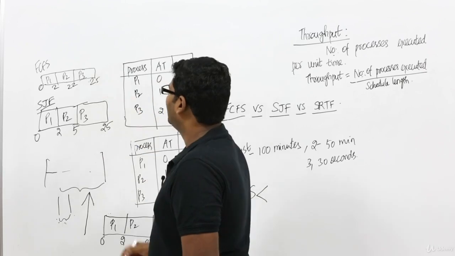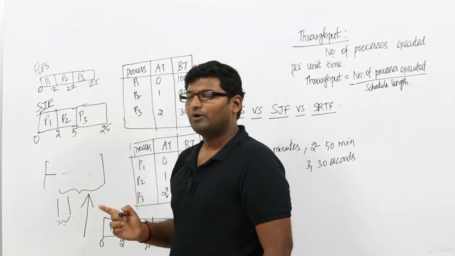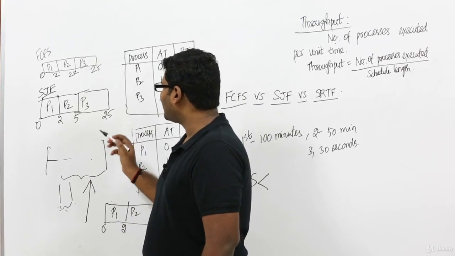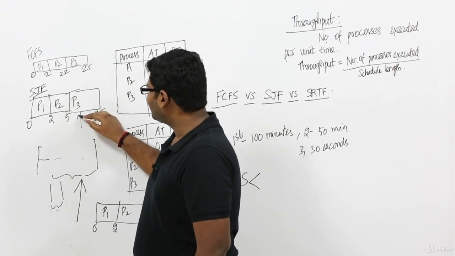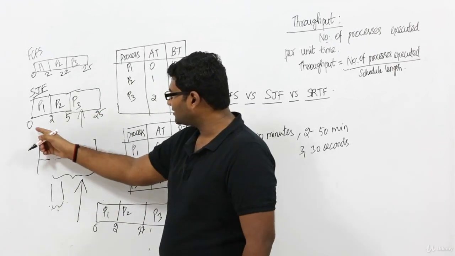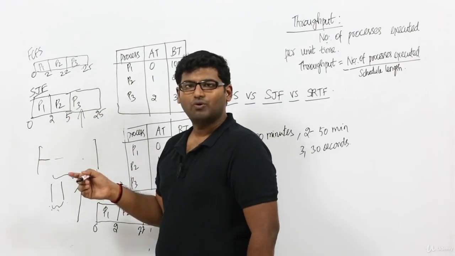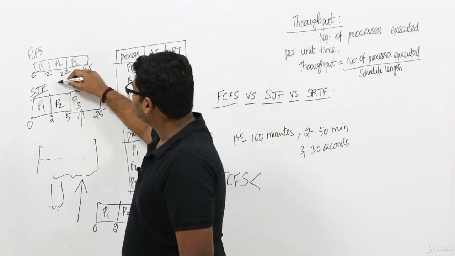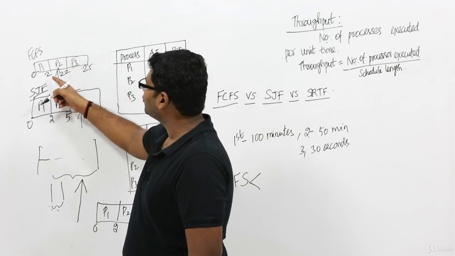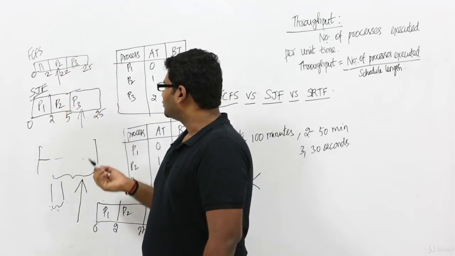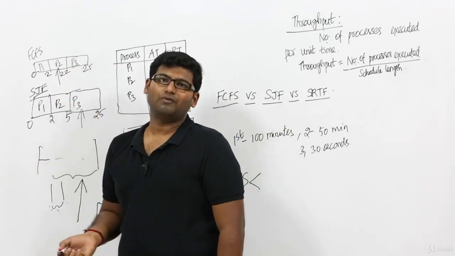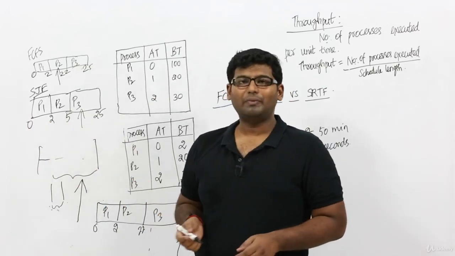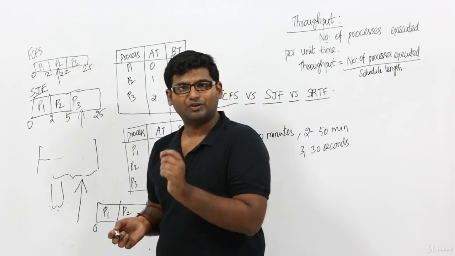Now let us assume I am checking the throughput at time unit, say, 20. At time unit 20, the throughput of SJF is 2, which means the number of processes which I have completed is 2 till this point. If I see the throughput at time unit 20 in the case of FCFS, it is just 1, right? So definitely SJF's throughput will be much better than that of FCFS. That is for sure.